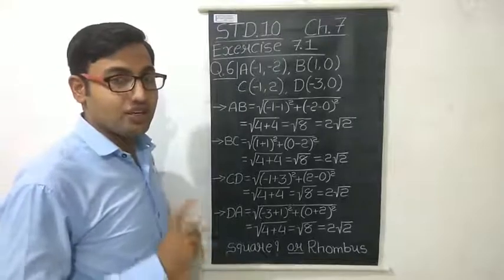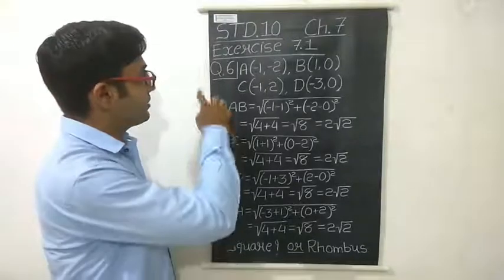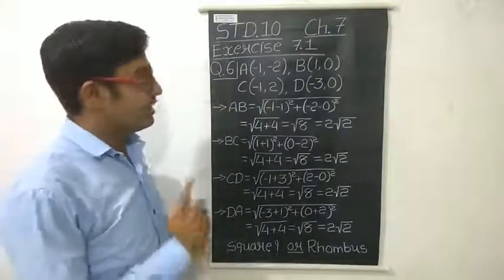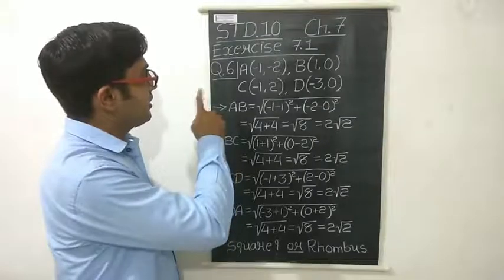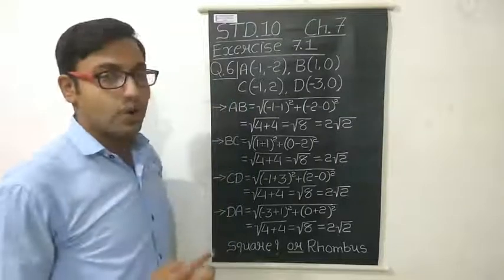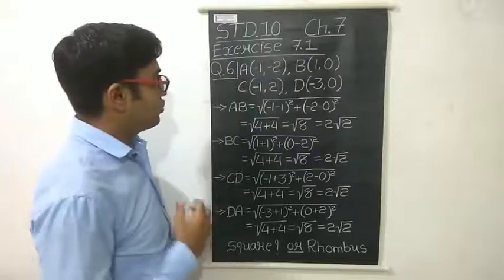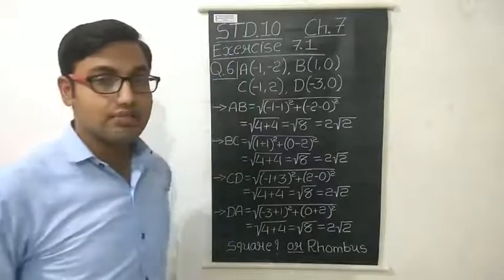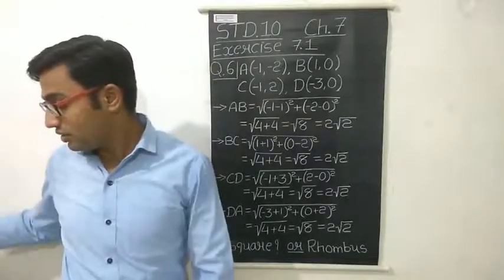Hello students, today we will continue the exercise 7.1. This is the exercise of standard 10 chapter number 7 coordinate geometry. So today we will study the question number 6. And what is the question?